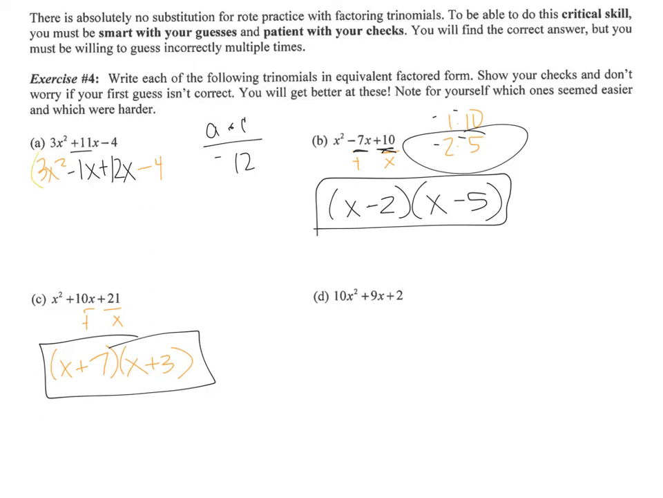So now we're going to split it up into two binomials. Greatest common factor in the first binomial is x. You're left with 3x minus 1. Greatest common factor in the next one is positive 4. You're left with 3x minus 1. So our first term is 3x minus 1. And our second term is x plus 4.